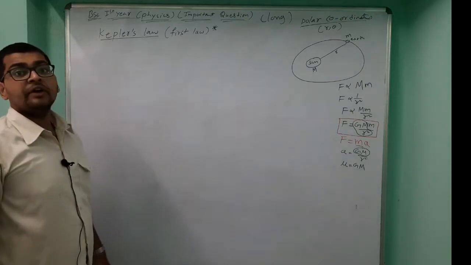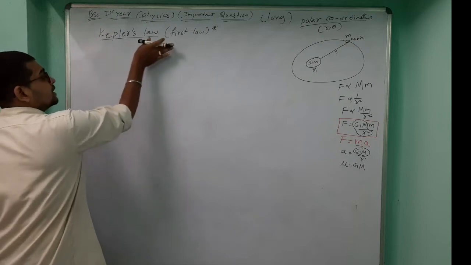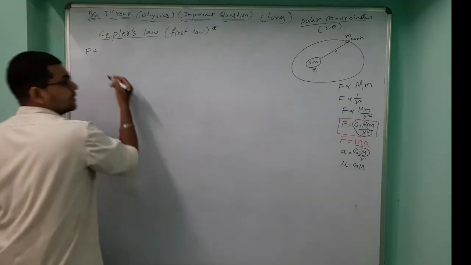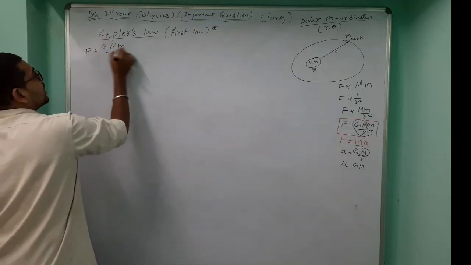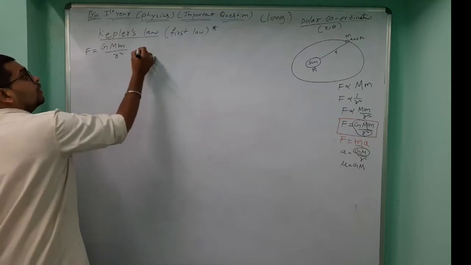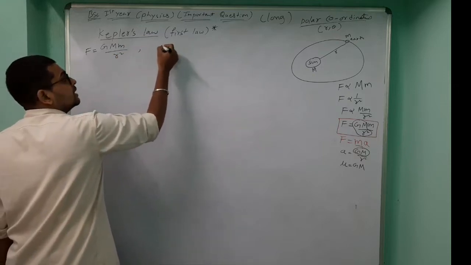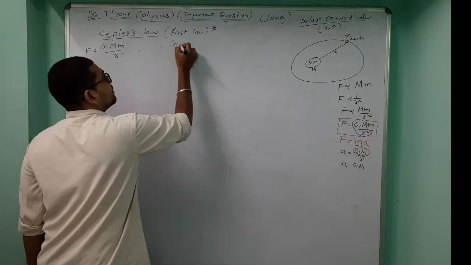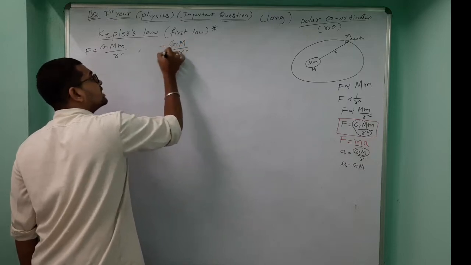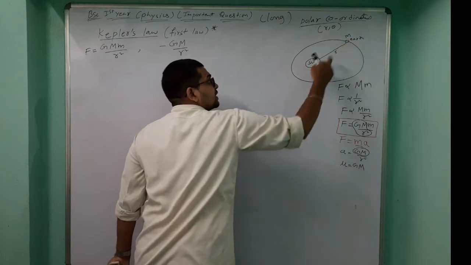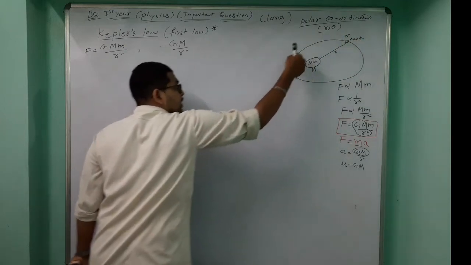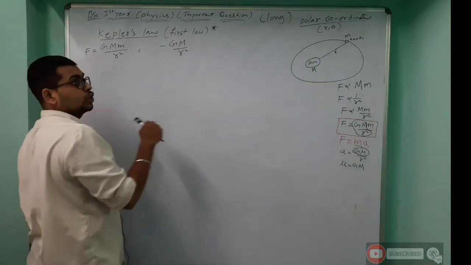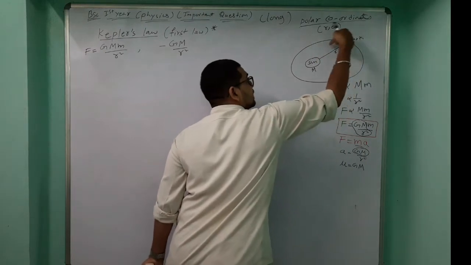Now for this we have radial acceleration. In this, the force between the Sun and the Earth is G capital M small m by r square. Now the acceleration is minus of this. Why am I writing minus? This minus represents the force between these two, and the Earth is revolving around the Sun because it is an attractive force. It is towards the Sun, that's why it moves like this.